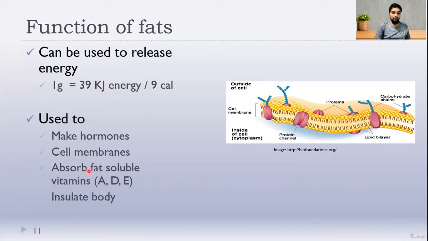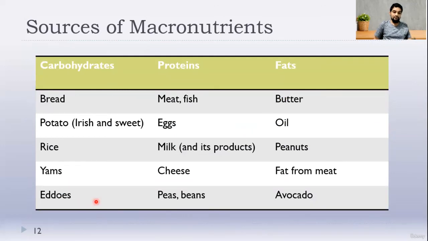And fats also help to absorb vitamins. There are some vitamins that are fat soluble, so these fat soluble vitamins will be absorbed by the fats. Fats also help to insulate the body in different animals. This table is showing us the sources of the different macronutrients.